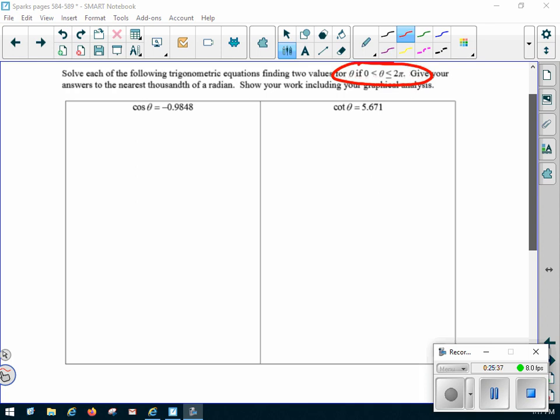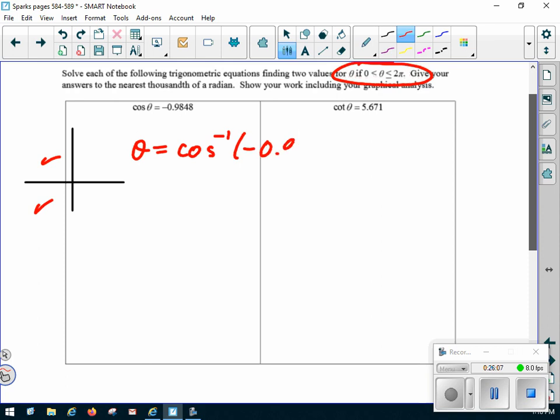All right. Here we've got a cosine that's negative. What quadrants have a negative cosine? What am I going to do on my calculator? Which one? Now, you are in radian mode on your calculator. Type it in. What do you mean, is it going to mess it up? No, not going to mess up anything.